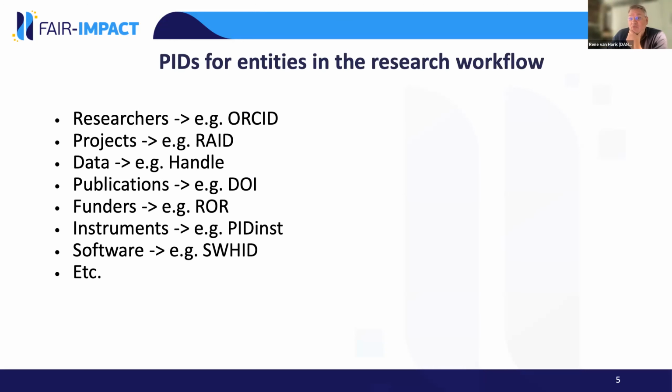And going back to this glue, the PIDs are the glue in the data lifecycle. For researchers, for instance, we have an ORCID. There's also ISNI, and now we go into all these acronyms, but I only mention one. For projects, for instance, we can use the RAiD. For data, we can, for instance, use the Handle. For publications, a digital object identifier. For funders, ROR. For instruments, there is also an initiative called PIDINST. And for software, the software identifier.